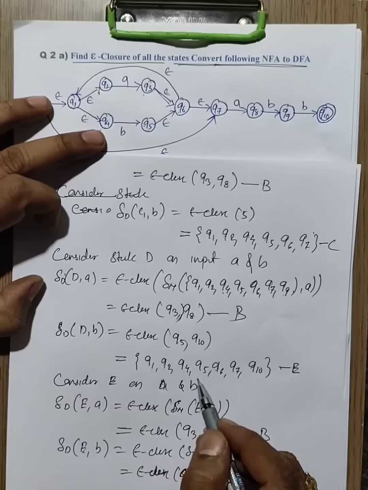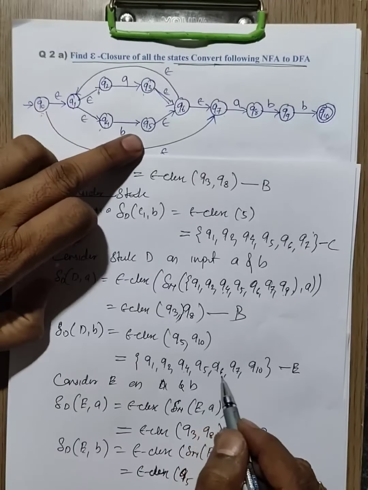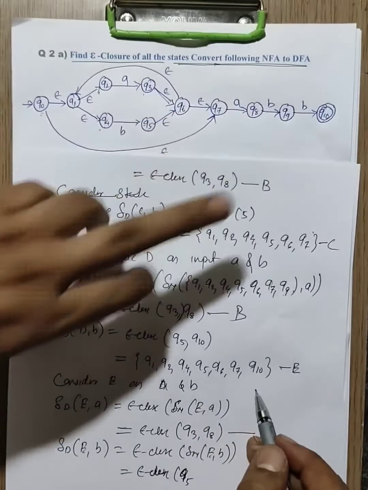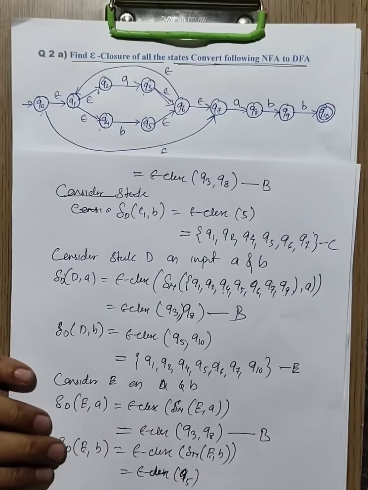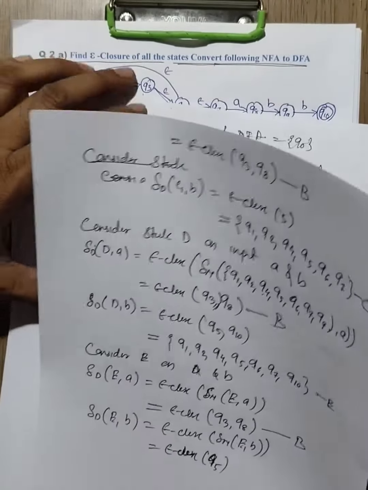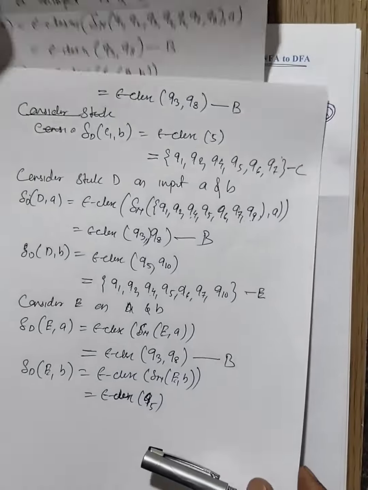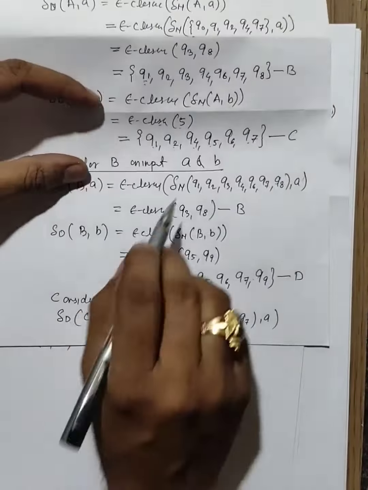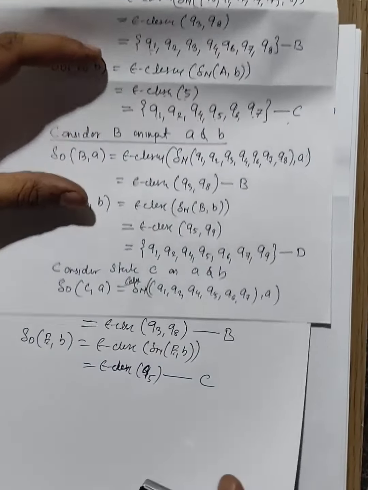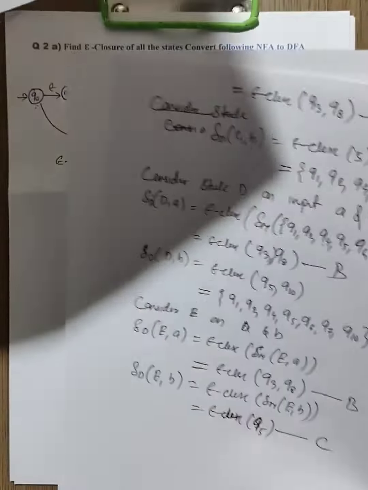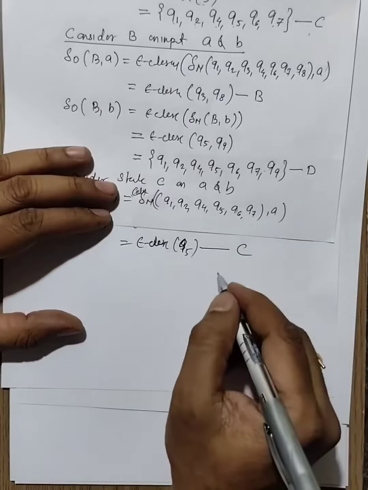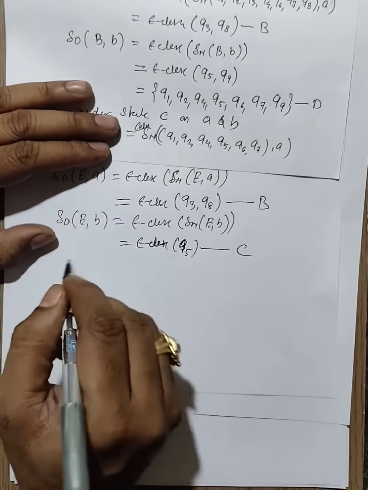4 on B is 5. 5 on B, no. 6 on B, no. 7 on B, no. 10 on B, no. That's only epsilon closure of 5. Epsilon closure of 5 is this. We assign this as C. And once you know all transitions, then construct the transition table. And the transition table for this is the third step.